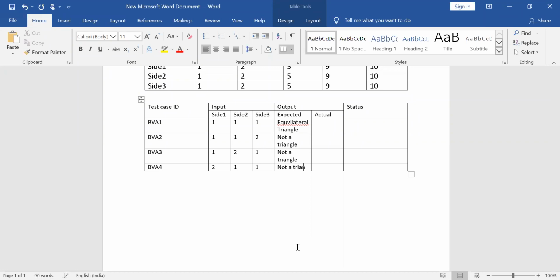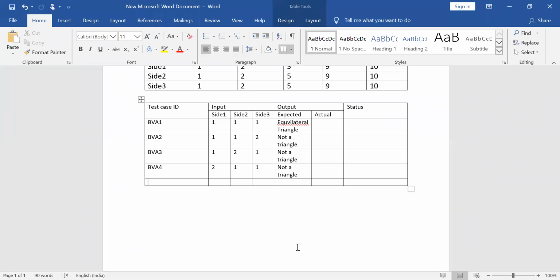Not a triangle. So this is a redundancy. Yesterday we spoke about redundancy with respect to boundary value analysis, right? This is a redundancy. Why check all 3 cases? If you have checked any one case, then it should apply for all the remaining cases also. There is nothing you need to change and check with respect to that, right?